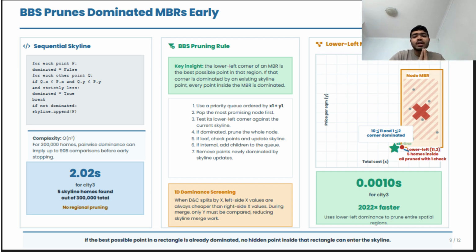You can see the lower left minimum bounding rectangle example on the right side of the slide. The orange rectangle has its lower left corner at the coordinates 11, 2. A skyline home already found dominates that corner. Therefore, all 5 homes inside that rectangle are pruned with just one comparison. The result is 0.0010 seconds, which is 2022 times faster than the sequential scan.